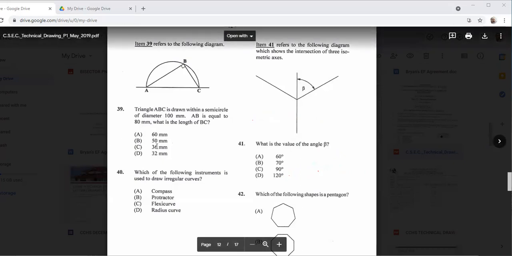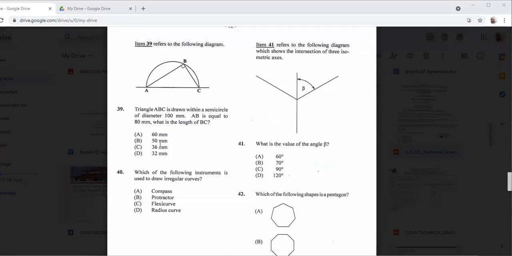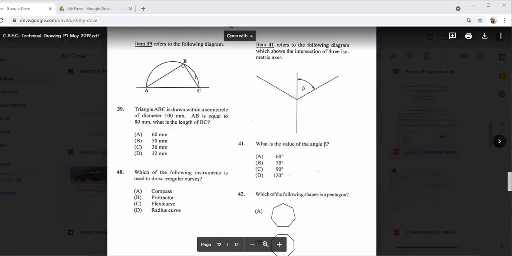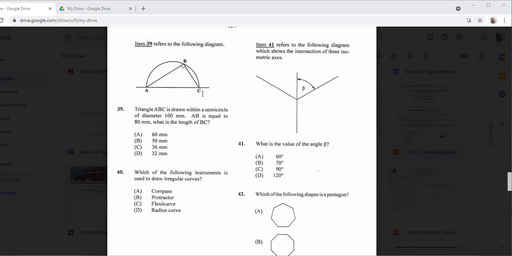So based on what we have here, without using anything to measure anything, I would say it's probably about 50 or 60. It's about 60. I would say BC is around 60. But don't take my word for it. Just use an instrument and do it and sketch it.